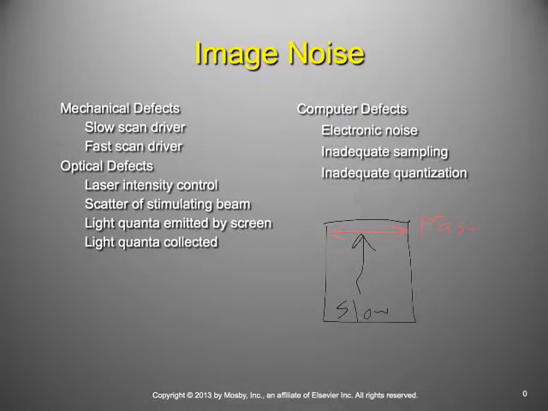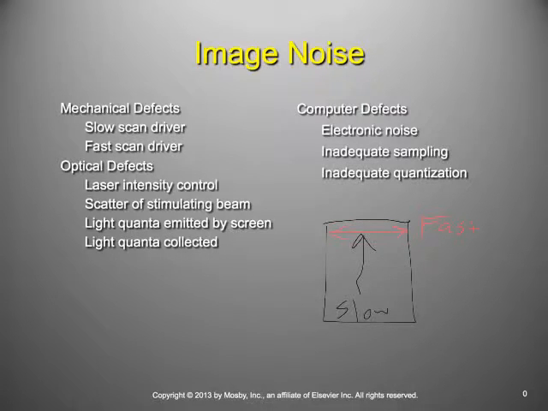So any problem with either the laser or the motors that are powering the CR cassette can cause noise. There could be optical defects that relate to the intensity of the laser or the size of the laser. We've also talked about how the turbidity of the crystal could cause scatter.